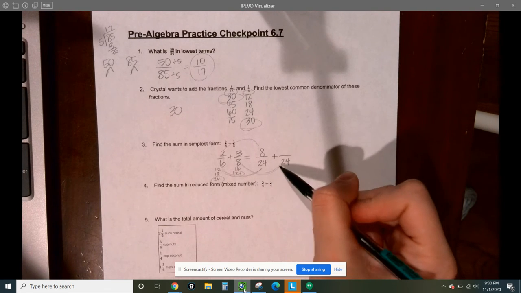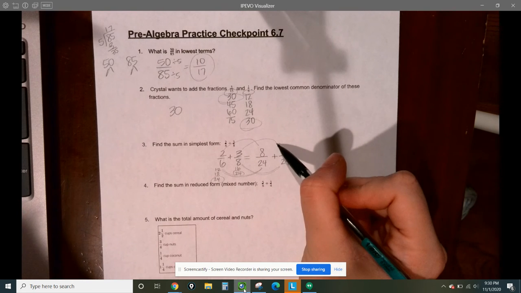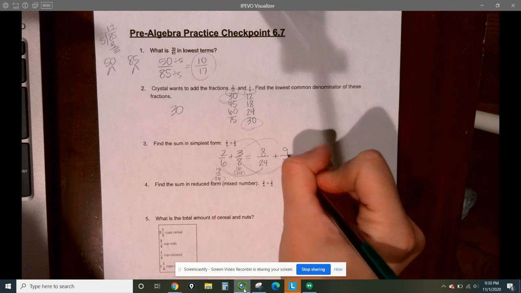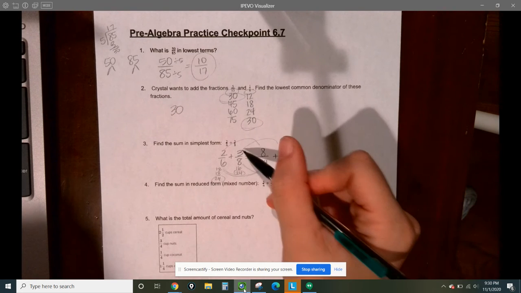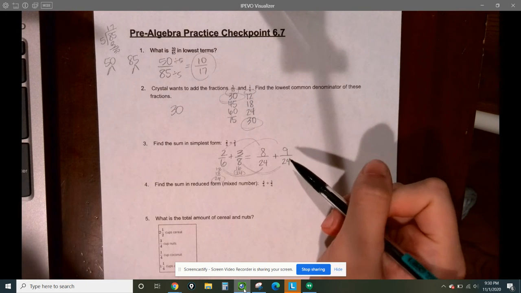So since I multiplied the denominator by 3, I have to multiply the numerator by 3 as well. So the numerator is now 9. So 3/8 is the same as 9/24. I didn't change the value at all.